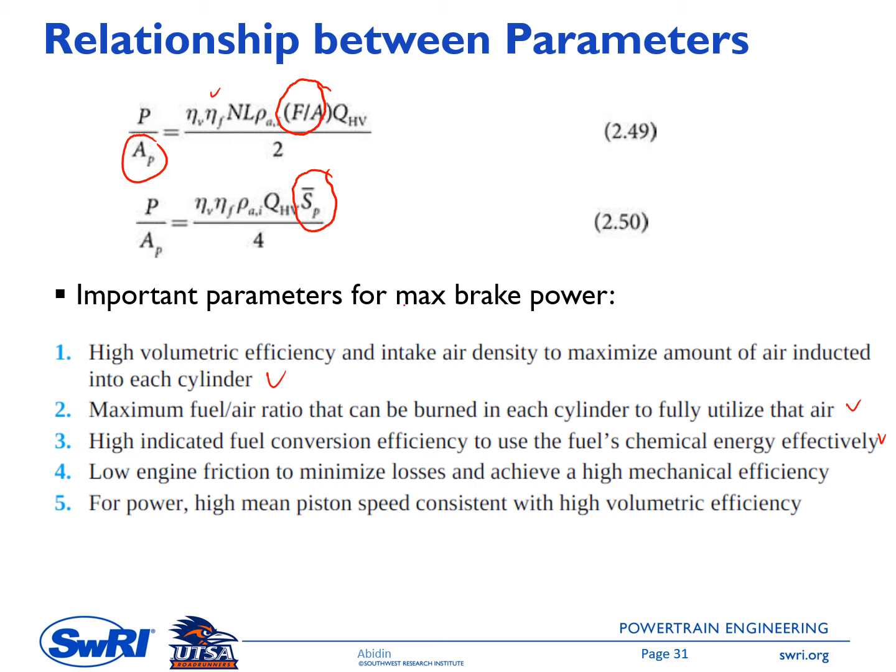It makes sense, because if you can minimize the friction losses, then you can maximize the brake power. Then we'll have a higher power, and we'll also have a higher mechanical efficiency. And from this last equation, we also need to have a high mean piston speed. This is consistent with high volumetric efficiency. We will learn about the volumetric efficiency correlation with other parameters in chapter 6.